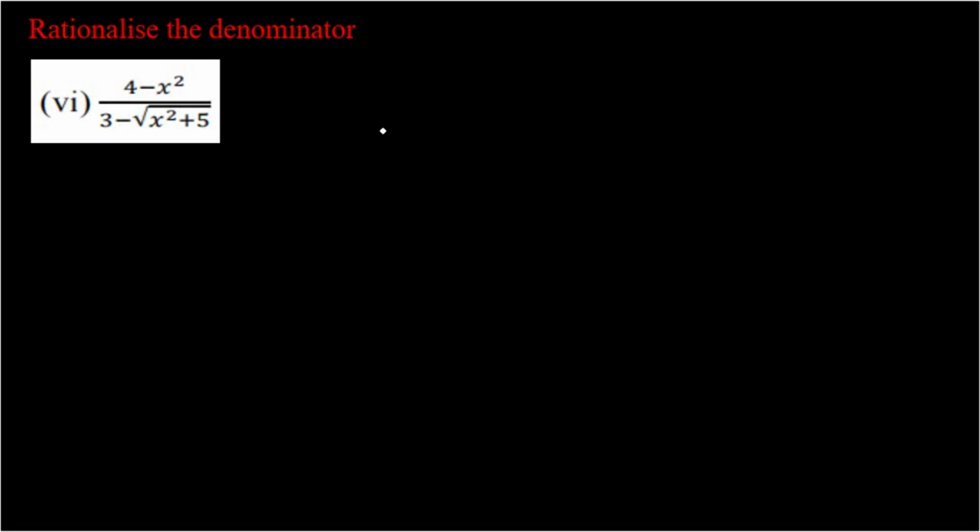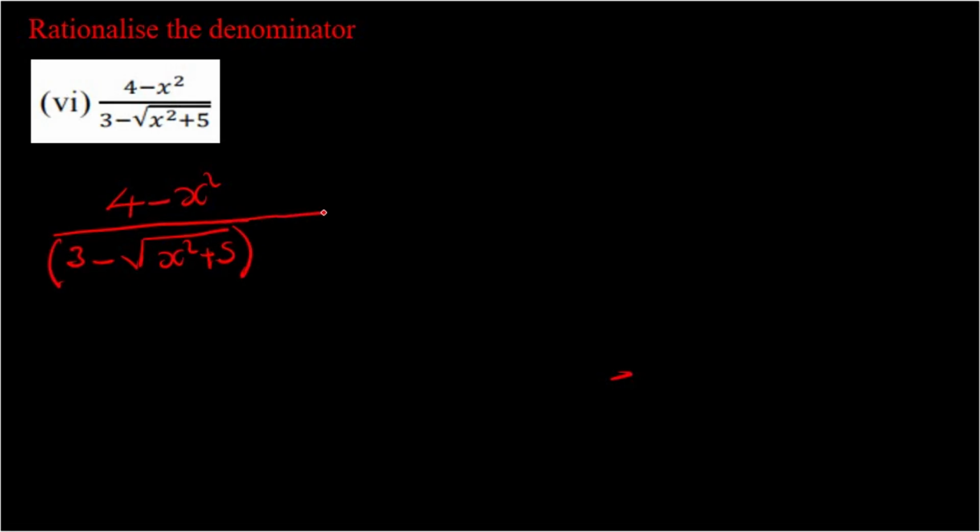Okay, now let's look at this one. On this one we have 4 minus x squared over 3 minus root of x squared plus 5. Now in this question, what we need to do is to rationalize the denominator. So how do we rationalize the denominator?